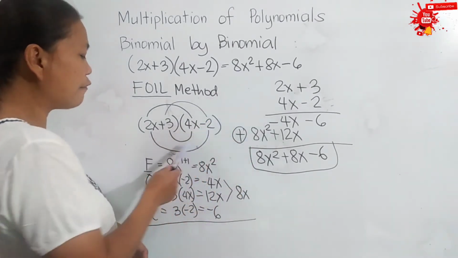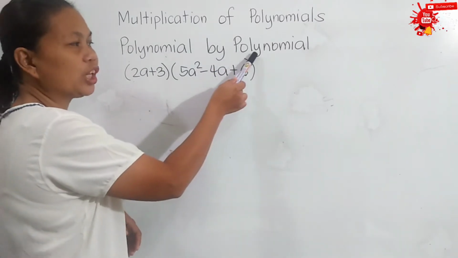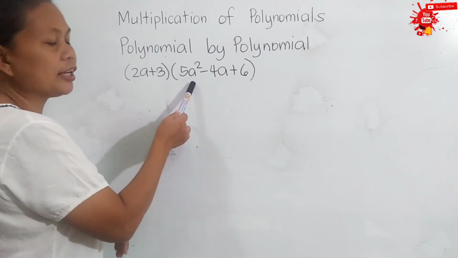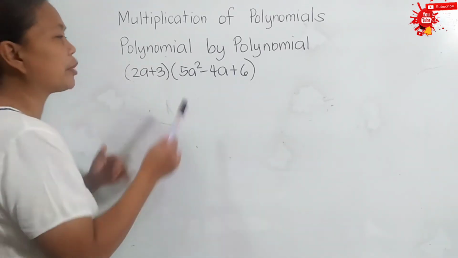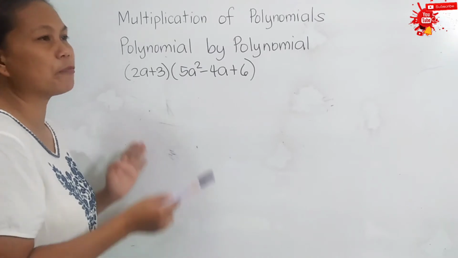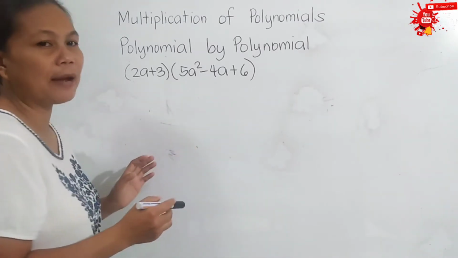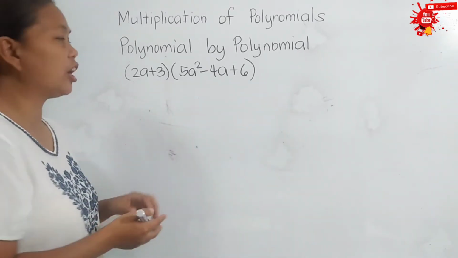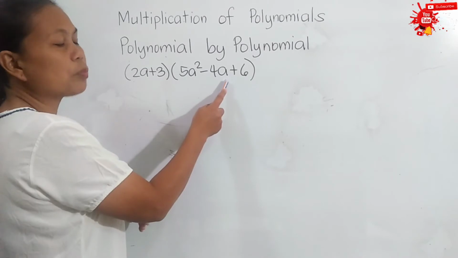So it is the same with the FOIL method. Okay, let us have the last one. So it is a multiplication of polynomial by another polynomial. So for example, we have here the quantity of 2a plus 3 times the quantity of 5a squared minus 4a plus 6. So for this particular example, we cannot use the FOIL method. Again, we will just use the FOIL method if we are multiplying binomial by another binomial. So for this particular example, we just use the vertical method to find the product of the quantity of 2a plus 3 times the quantity of 5a squared minus 4a plus 6.